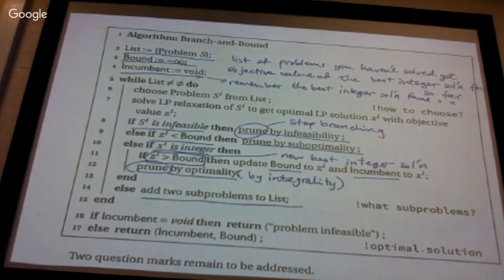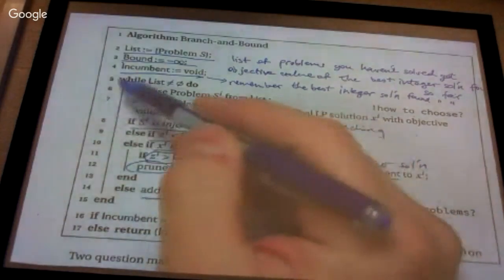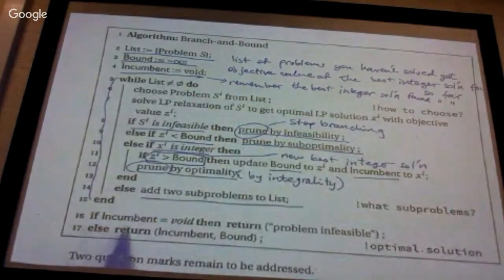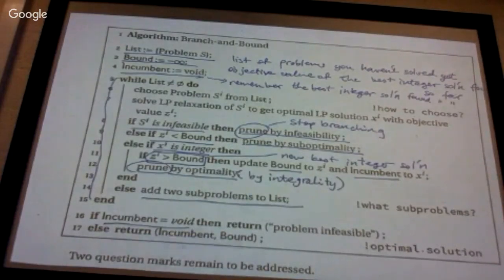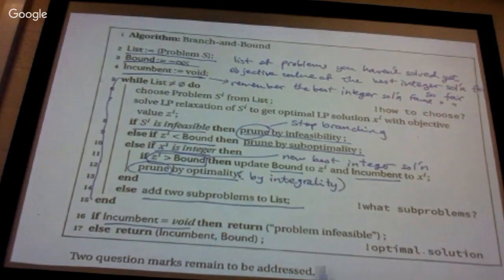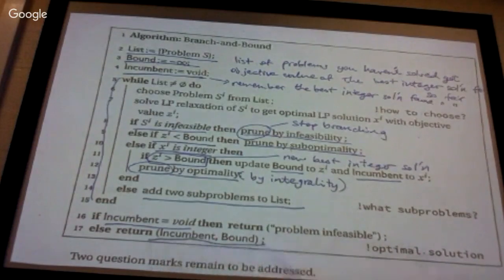And once you've pruned everywhere, so you're not branching anywhere, this loop ends. And then you look at whether you've ever found any integer solution. If not, then the problem has no integer solutions. And if you have, then you return that solution, and you found the optimal solution. Okay, that's the algorithm again, a bit more formally.